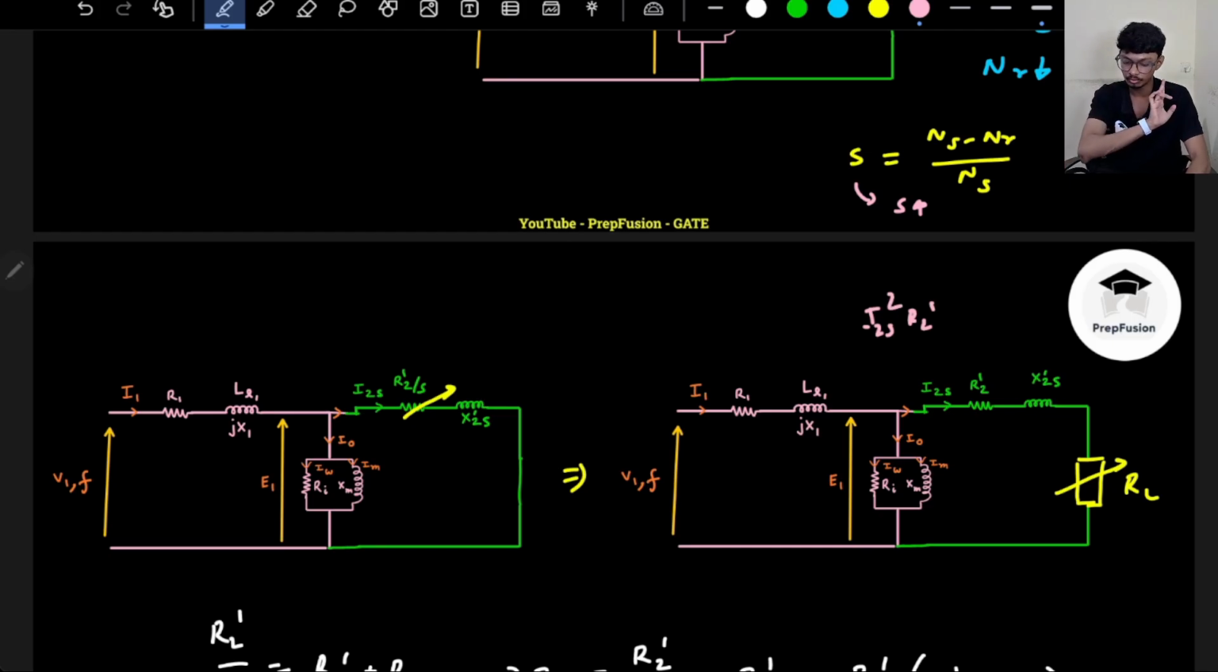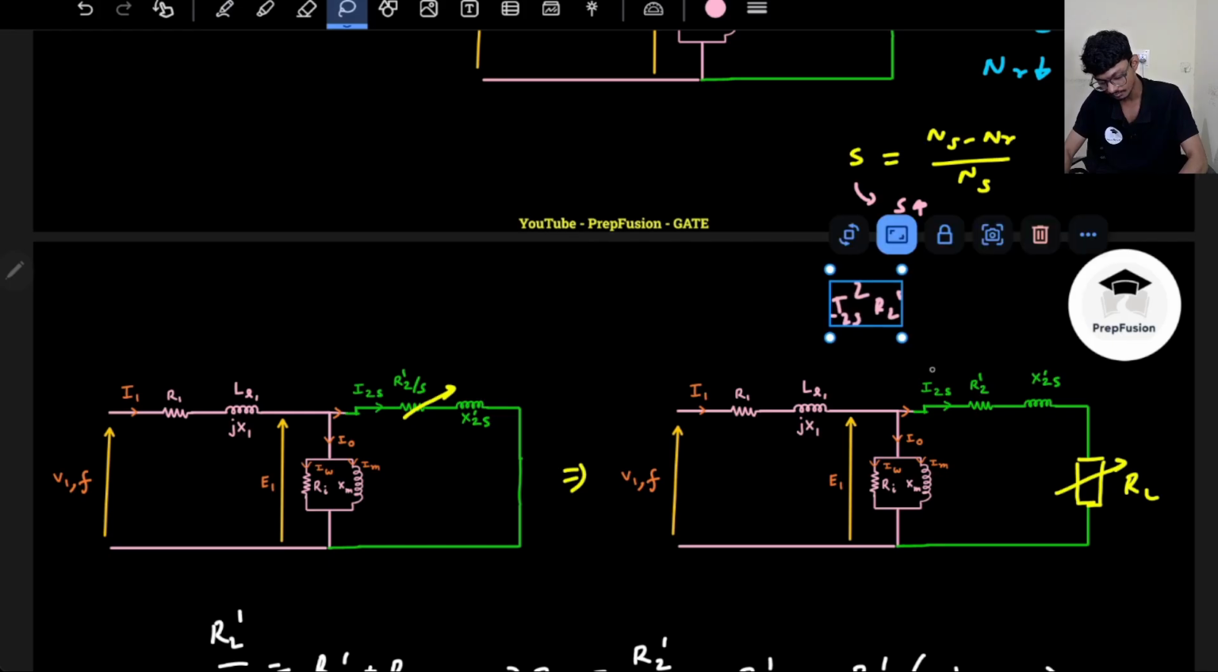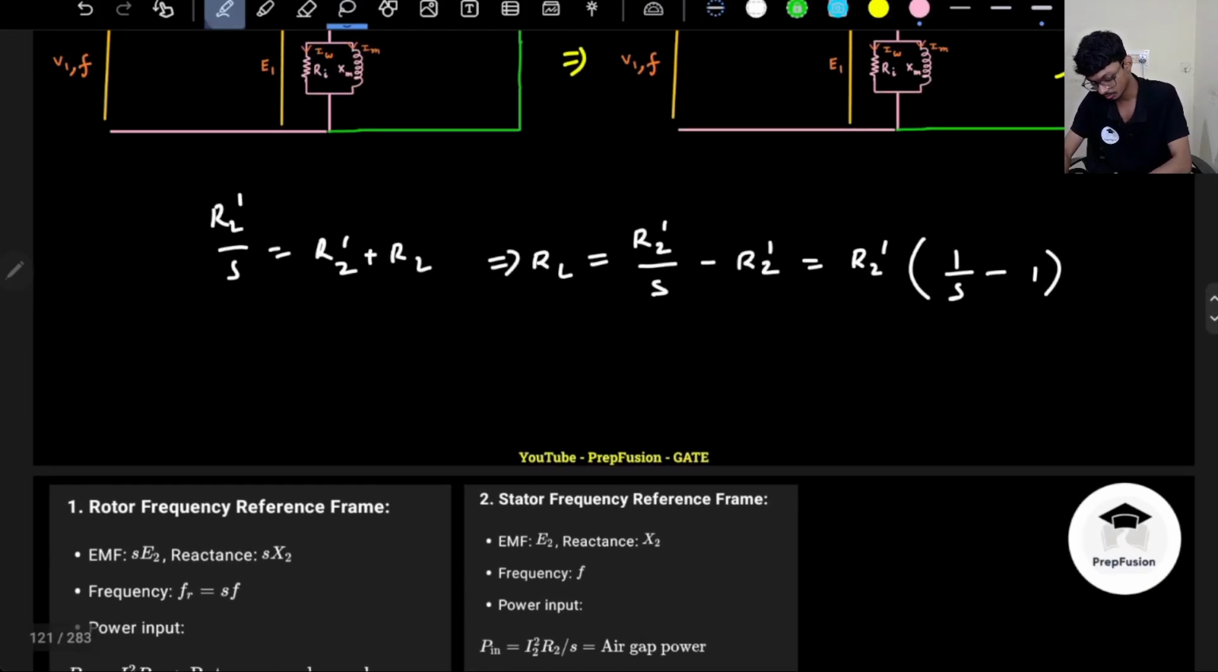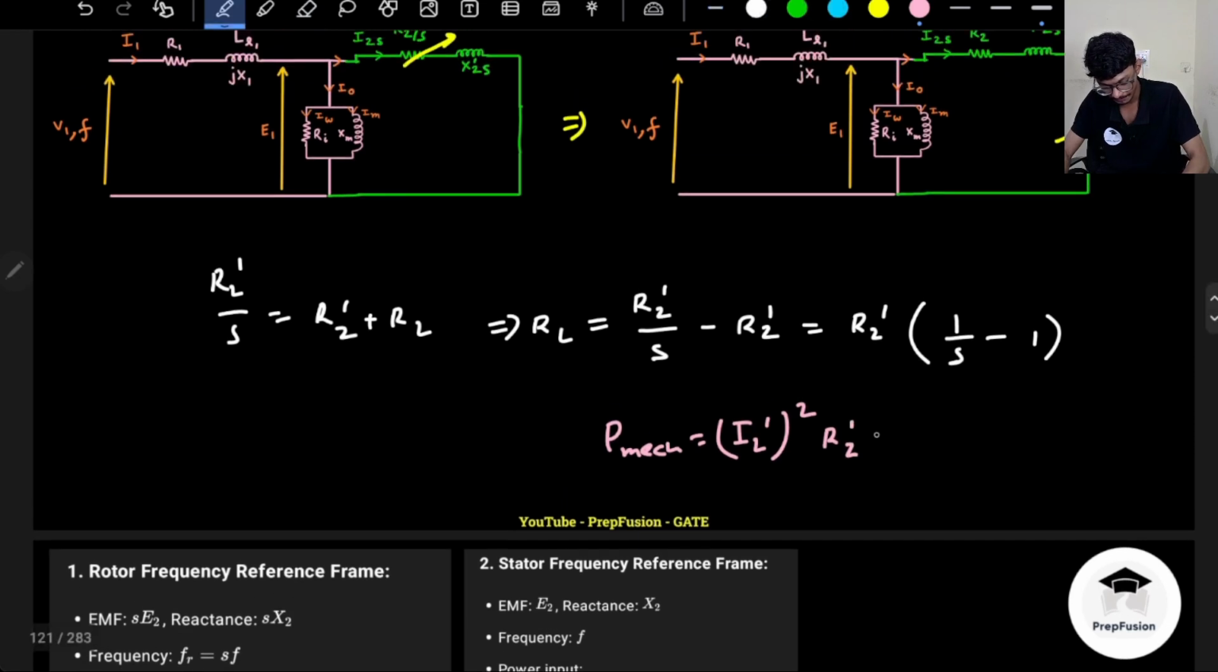This is the rotor copper loss. What is the mechanical output power? Mechanical output power will be simply this value. P mechanical will be I2 dash whole square into R2 dash into 1 by S minus 1. This will be the mechanical power. So I hope things are clearer now. Remember, all this is per phase. For 3 phase, you will just simply multiply by 3.